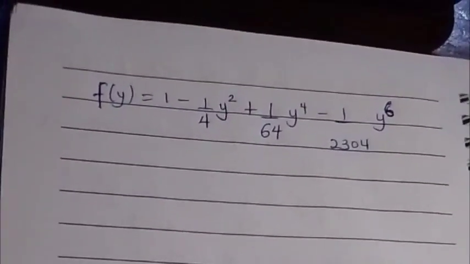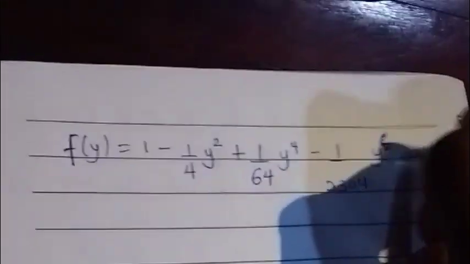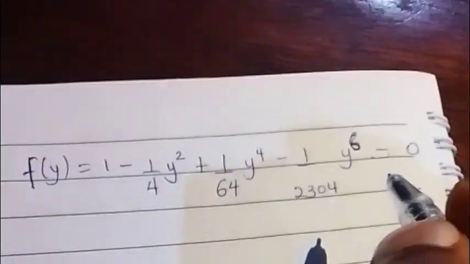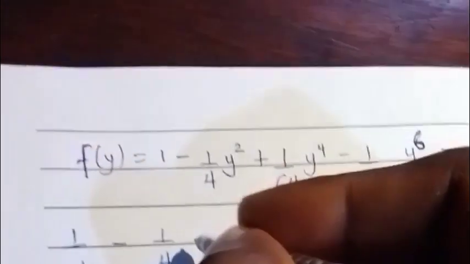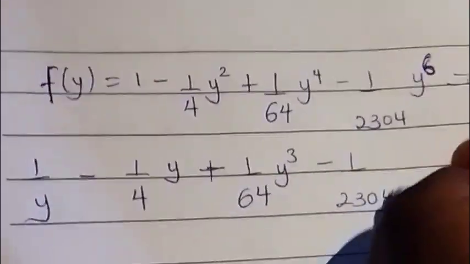This is our function once again. This is part of the Maclaurin series we want to evaluate. Let us remember that this function is equal to 0. First of all, I would like to divide through by y, and I'll be having 1 over y minus 1 over 4y, plus 1 over 64y cubed minus 1 over 2304y to the power of 5 equals 0.